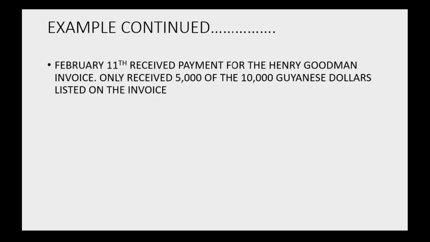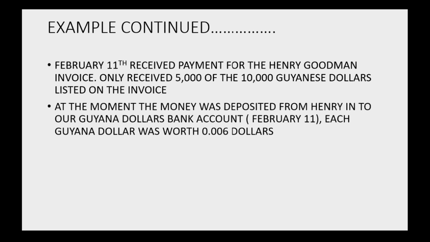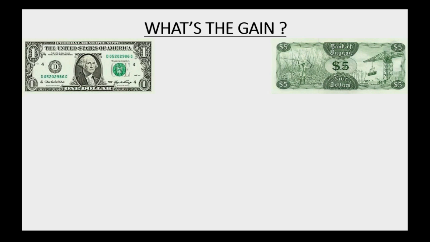Let's imagine on February 11, we received payment for the Henry Goodman invoice. Now let's imagine on February 11th that we only received 5,000 of the 10,000 Guyanese dollars listed on the invoice. At the moment the money was deposited from Henry into our Guyana dollars bank account on February 11, each Guyana dollar was worth 0.006 US dollars.